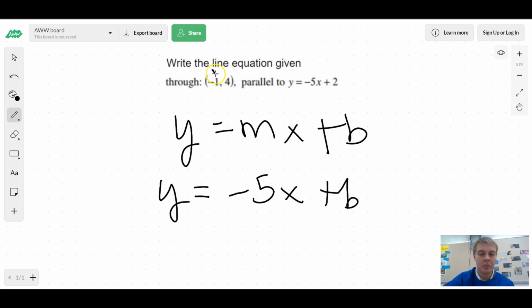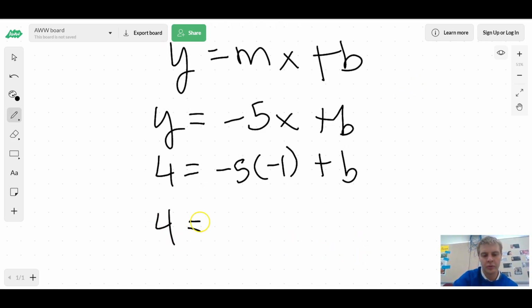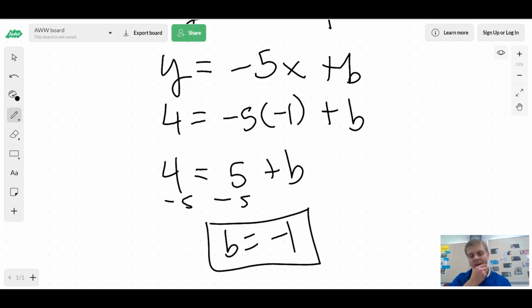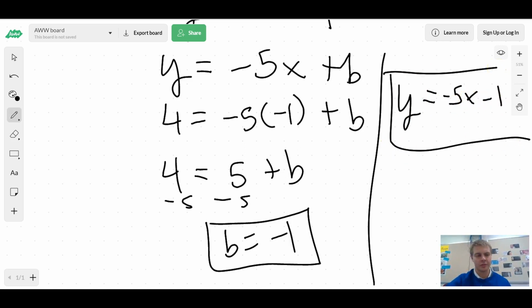And because they gave me a point, I know that is x and that is y. So I can replace that. So instead of writing y, I can write 4. And instead of writing x, I can write negative 1. Which means I'm going to have 4 equals 5 plus b. Then I'm going to minus 5 on each side. Get that b is equal to negative 1. Now, I know what b is, I know what my slope is, so I can rewrite my equation as y equals negative 5x minus 1, and that is my final answer.